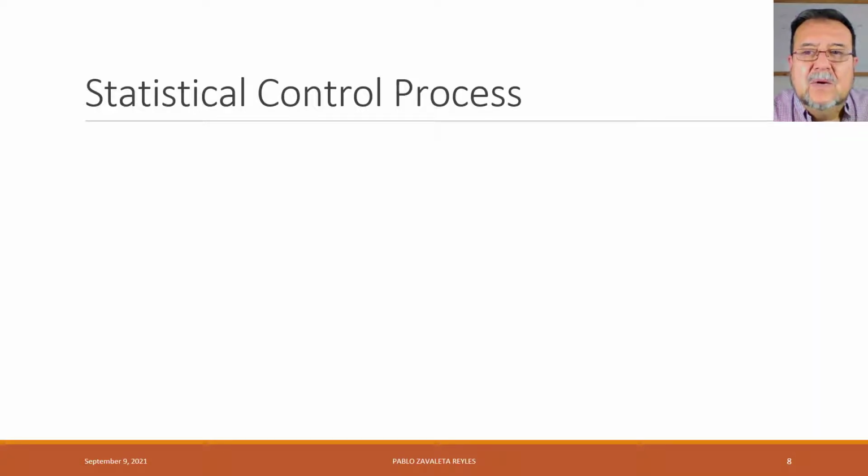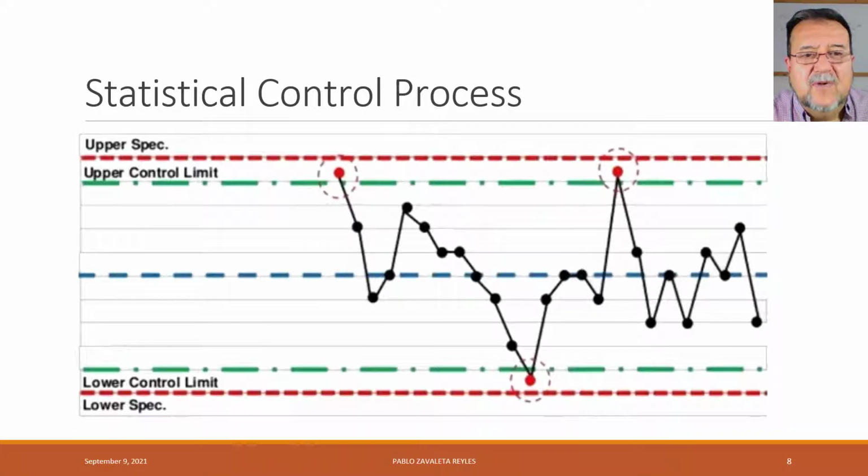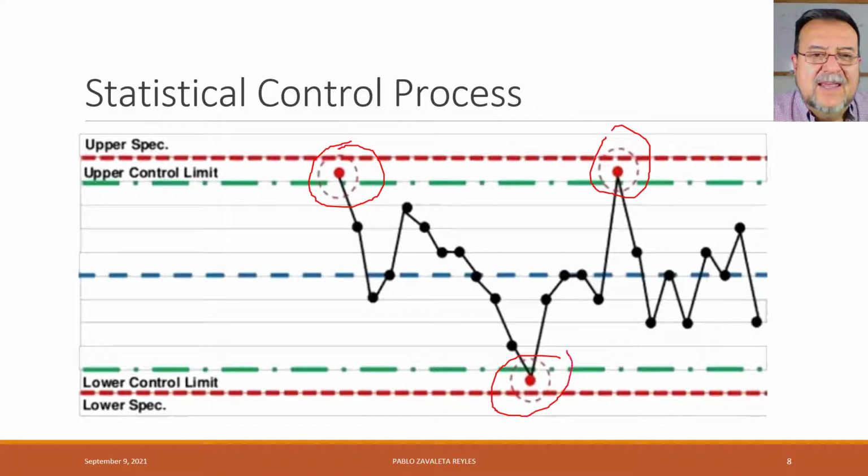Okay, so here's a graph, for example, of an actual process, and you can see that even if these 3 points, this one, and this one, even if they are within the upper and the lower specifications, they are outside our upper control limits and our lower control limits. So it's not just a matter of complying with the specifications. We must go further.